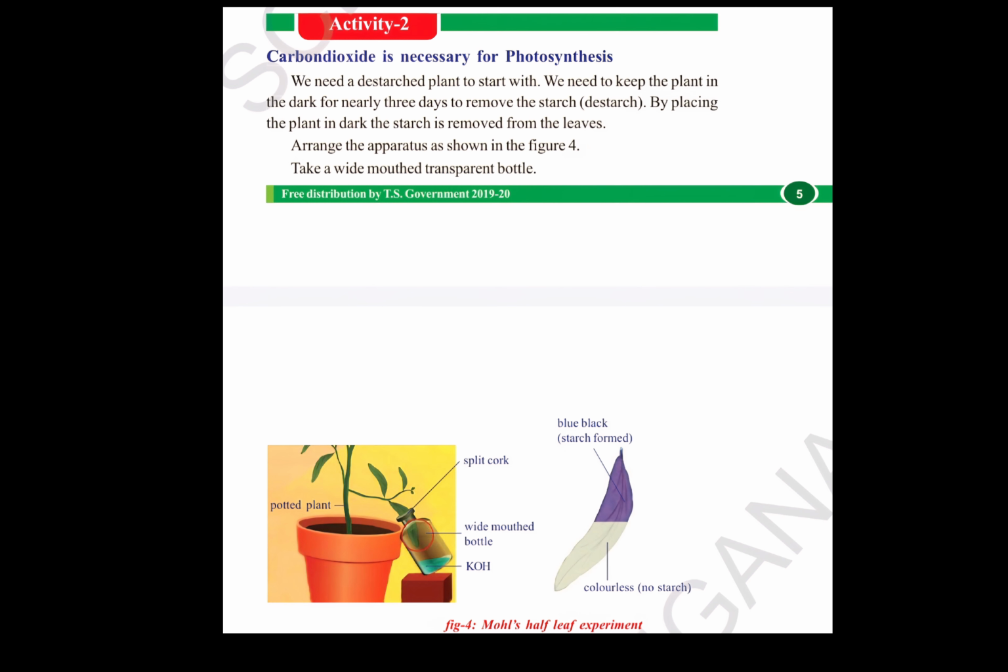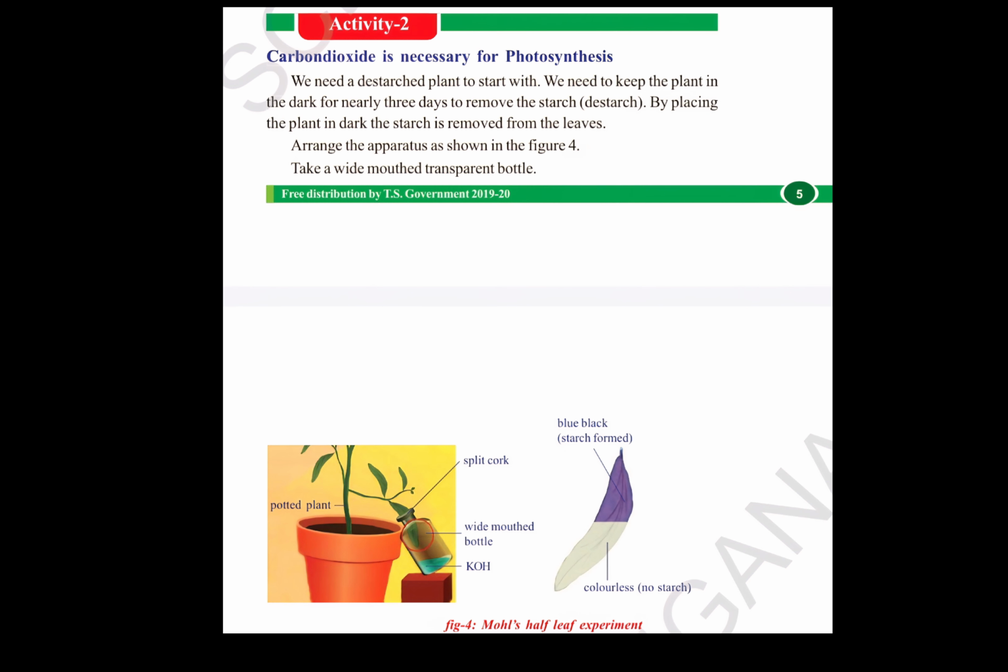Let's study activity number 2, which is Moll's half-leaf experiment, and it is to identify the importance of carbon dioxide for photosynthesis. So first we have to prepare a de-starched plant. De-starched plant means the plant which does not have the starch. So for preparing the de-starched plant, we have to put the plant in a dark room for at least 3 days. Then the starch which was already present will be used up by the plant, and because there is no sunlight, there will be no further starch formed.